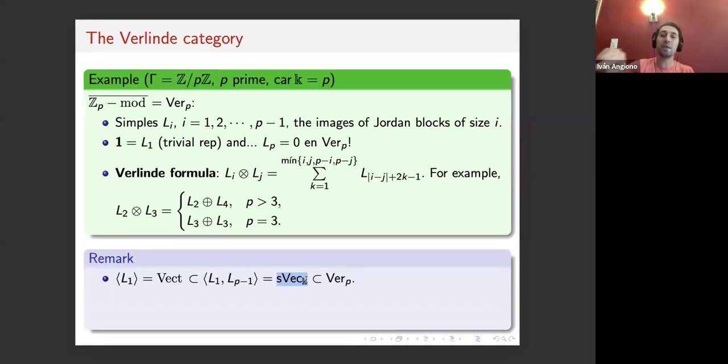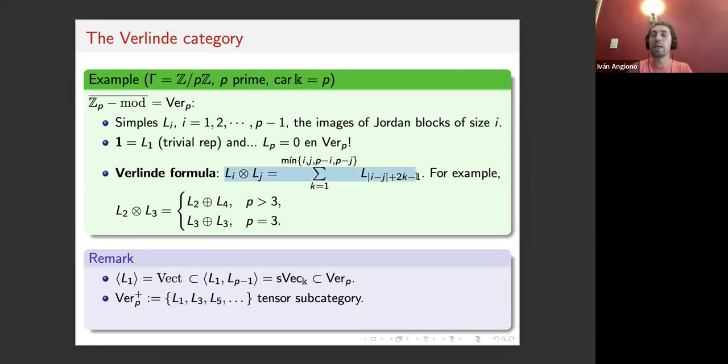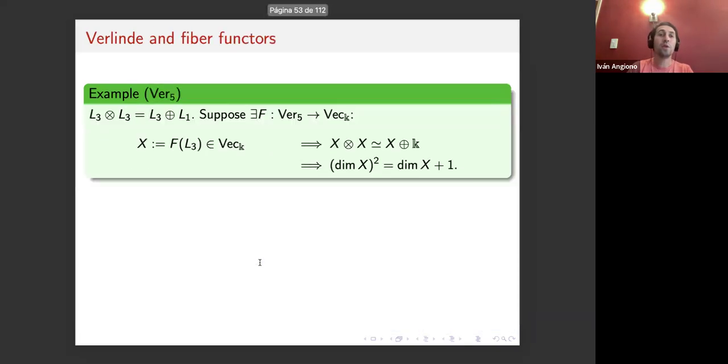So essentially, inside our Verlinde category, we have the supervector spaces. There is an extra subcategory which is made by the objects labeled with the odd elements. Why? Because the Verlinde formula keeps the odd elements between them. But what happens is that there is no symmetric tensor functor from Verlinde p to Ver p, or even to supervector spaces. I will show you in Ver 5 why this happens.